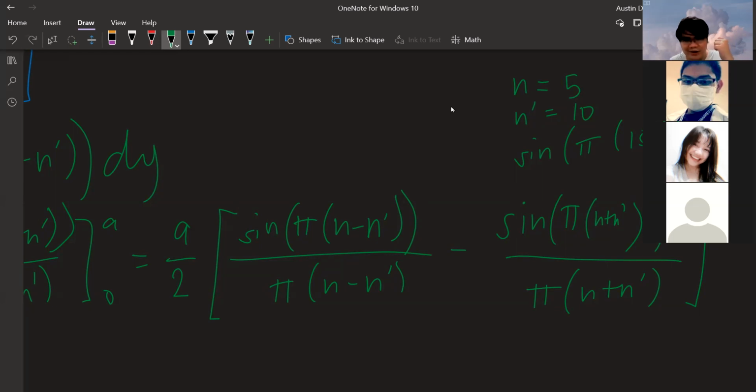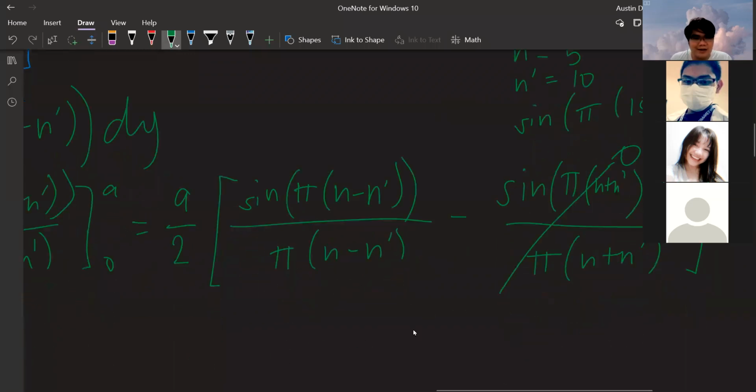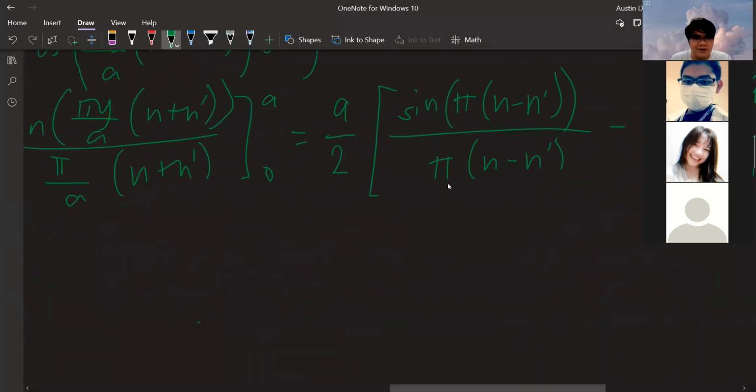So, this is 0, guys. Okay? Kahit anong value nito, kasi n plus n prime ay laging integer. And integer values of the argument pi, lagi lang siya mag-0. So pwede itong maging sin 2 pi, sin 3 pi, sin 4 pi, 5 pi, etc. And laging 0 yun. Also, this is 0. And what's left for us to understand is yung first term.